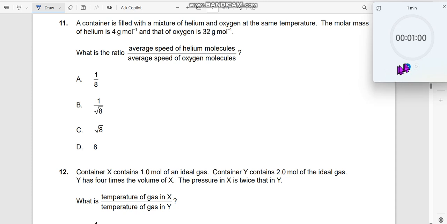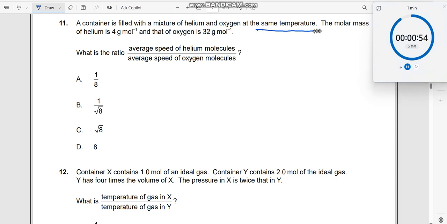Okay, 11th question. A container is filled with a mixture of helium and oxygen at the same temperature. What do you mean by same temperature? It means the average kinetic energy is equal for both of them. Now, what do you mean by average kinetic energy is equal? How do you write average kinetic energy?